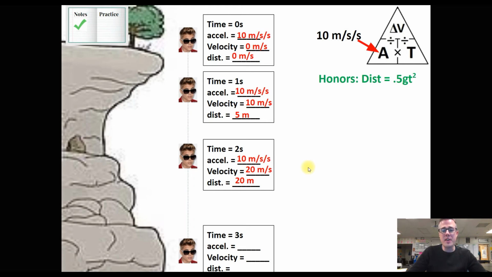By the time we get to 3 seconds, his acceleration has not changed, still going 10 meters per second, but his velocity is now up to 30 meters per second because he's been falling for 3 whole seconds, and he's fallen a whole distance of 45 meters. If you need to pause and go back and review any of this, do that now, but I need you over on your practice side next.